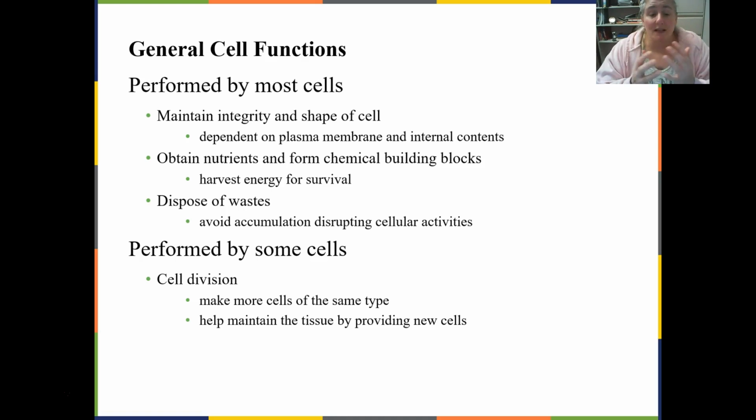So those types of cells are able to undergo mitosis, whereas other cells like heart, cardiac muscle cells, most of your nerve cells cannot undergo mitosis. You're born with the cells that you have for life.